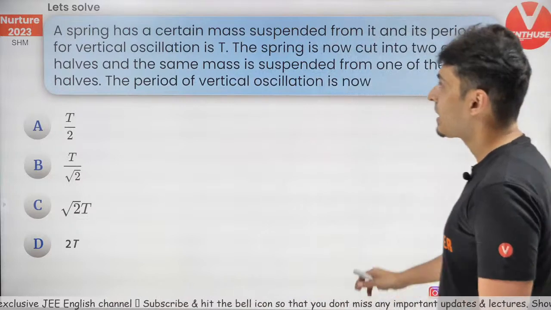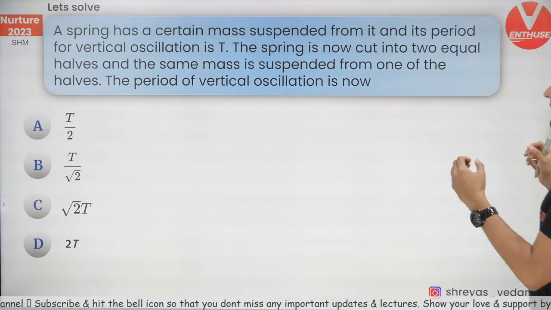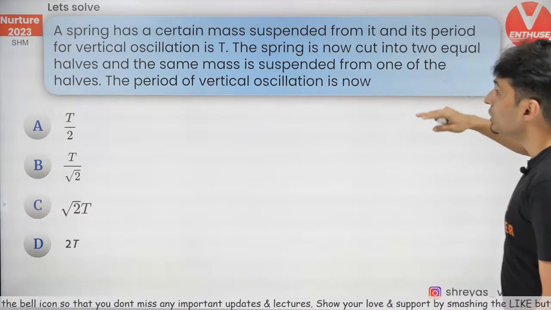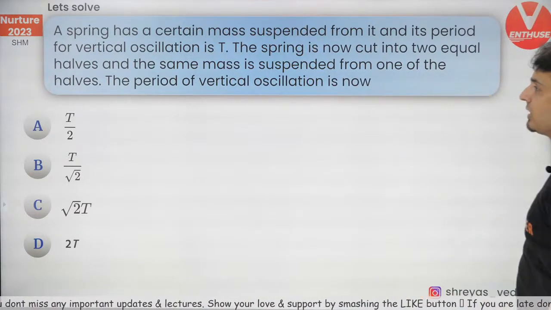Moving on to the next question. Here it is. There is a spring. It has a certain mass suspended from it, and the period for vertical oscillation is T. Now the spring is cut into 2 equal halves, and the same mass is now suspended from one of the halves.